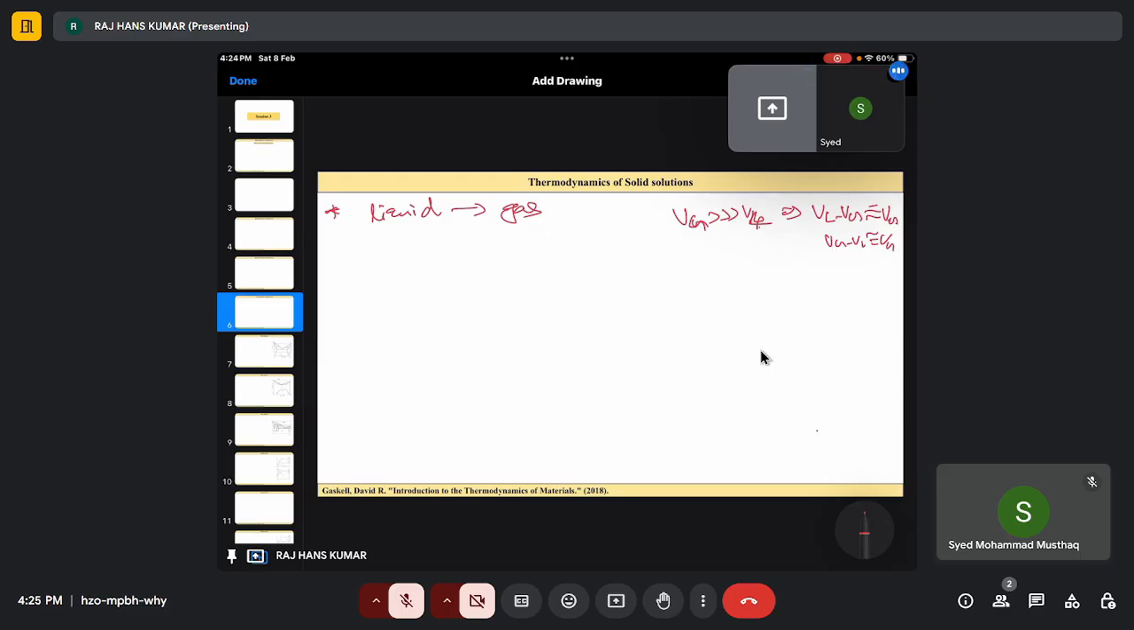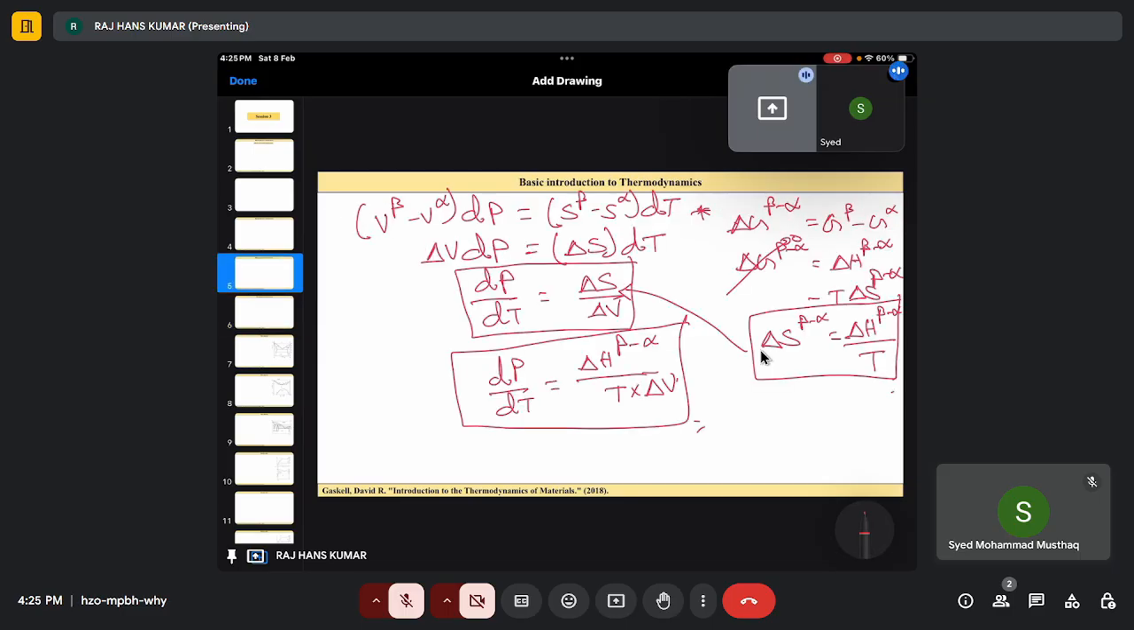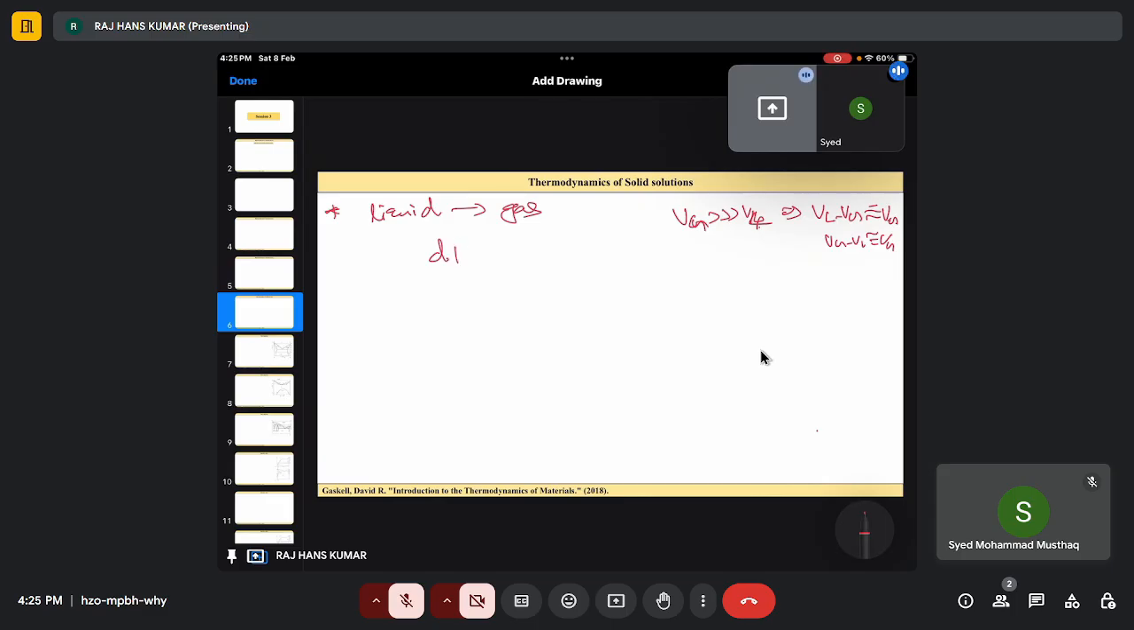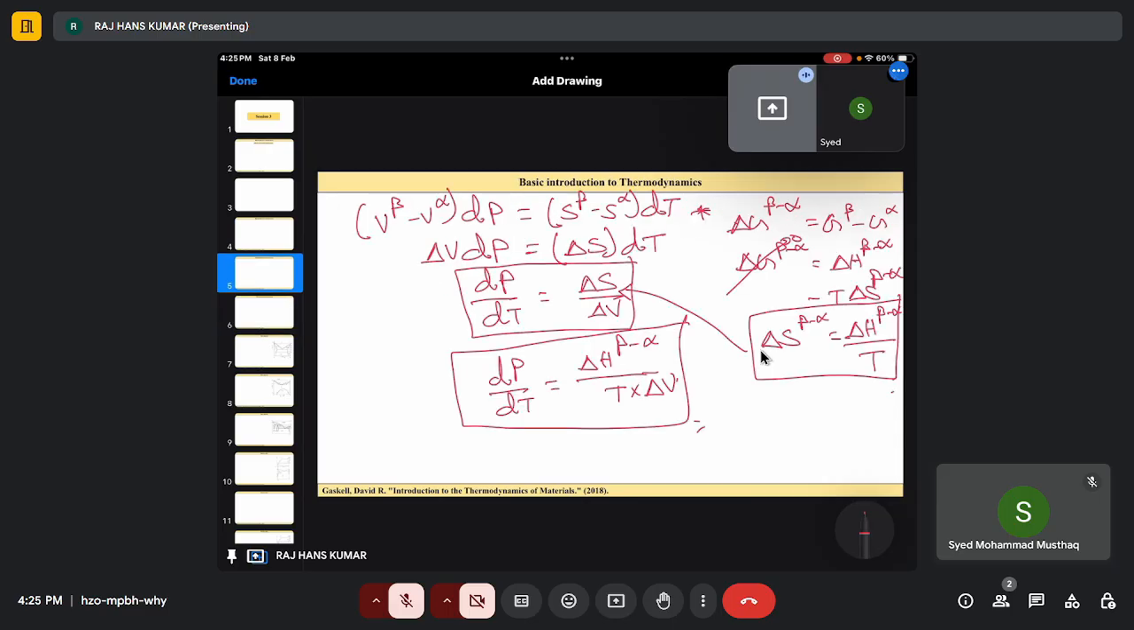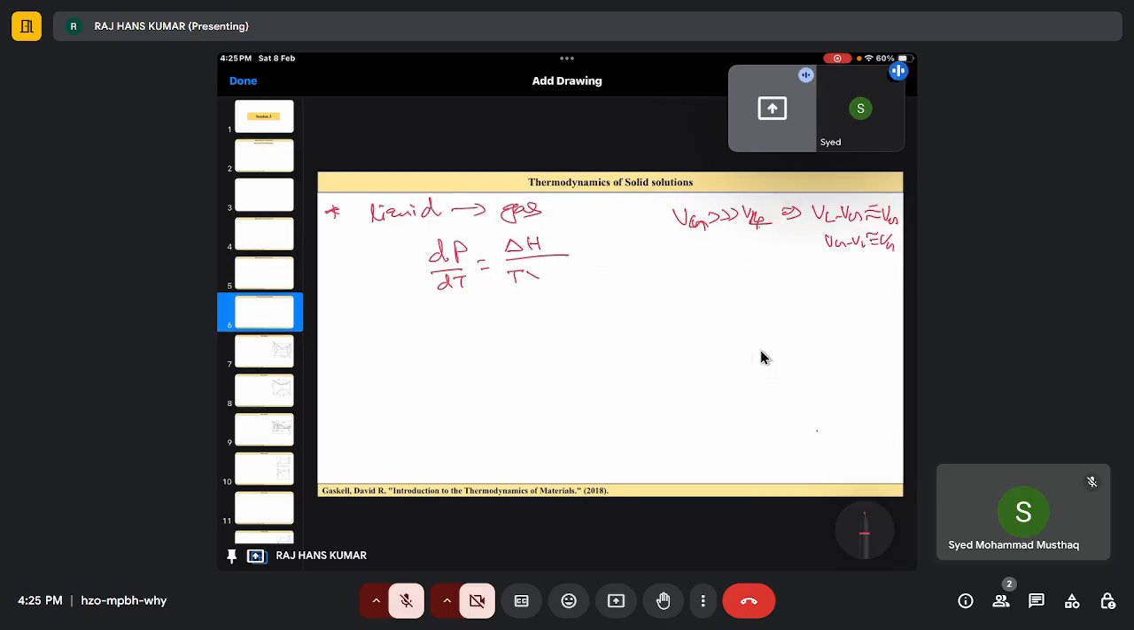Now, on substituting that term here, dP by dT equals delta H divided by T times V, volume of gas, right?